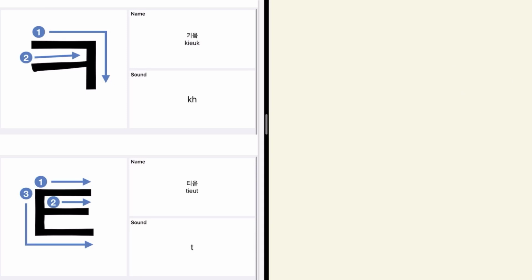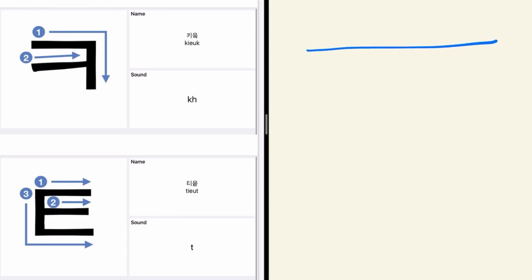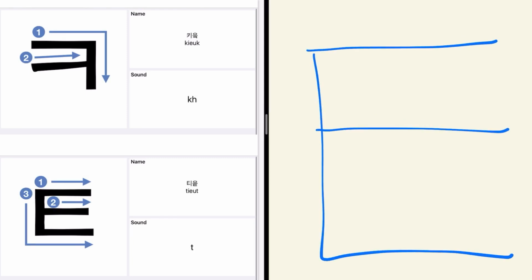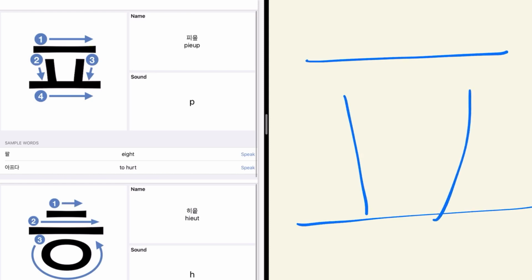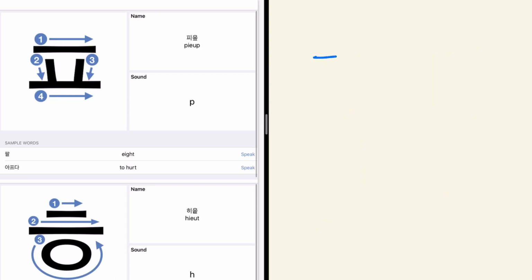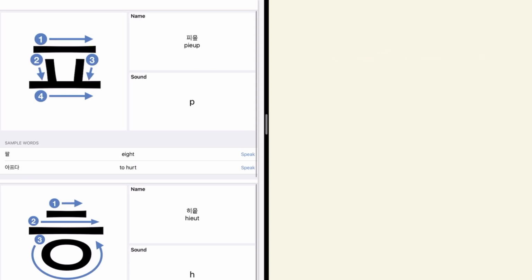Okay. And the next one is 티읕. 1, 2, 3. Okay. 1, 2, 3. 티읕. Okay. Next one. 피읖. 1, 2, 3, 4. One more time. 1, 2, 3, 4. Yes. 피읖. Okay.